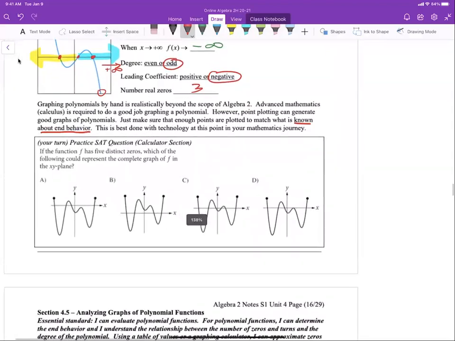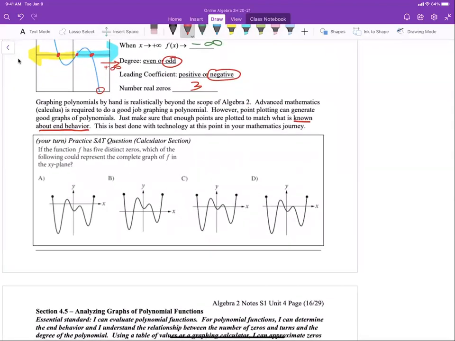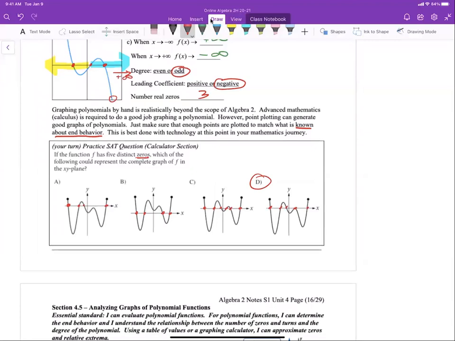Now, how about this? This is an actual question from the SAT. Why don't you try it? Welcome back. The function has 5 zeros. It has told you how many zeros it has. Which of the following could represent the complete graph? Well, let's count them. 1, 2, 3, 4. That's not 5. 1, 2, 3, 4. Not 5. 1, 2, 3, 4, 5, 6. Not 5. 1, 2, 3, 4, 5. Only one with 5. All right. Hope that makes sense. Take your time on these. Ask me if you have any questions.